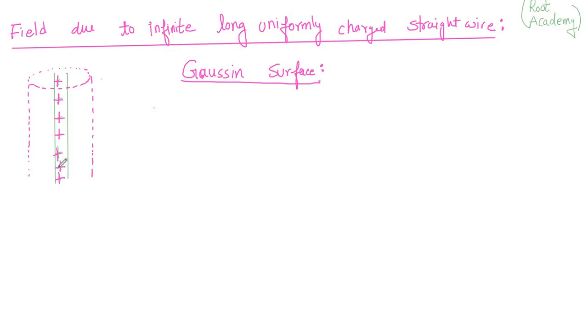So I am taking a cylindrical Gaussian surface because the suitable Gaussian surface for the wire is a cylinder, not a cube, neither a sphere. Over this Gaussian surface, we will apply Gauss's law. Everybody knows what Gauss's law is, I am just telling you once. Gauss's law says that the electric flux coming out of any surface is equal to Q by epsilon naught.